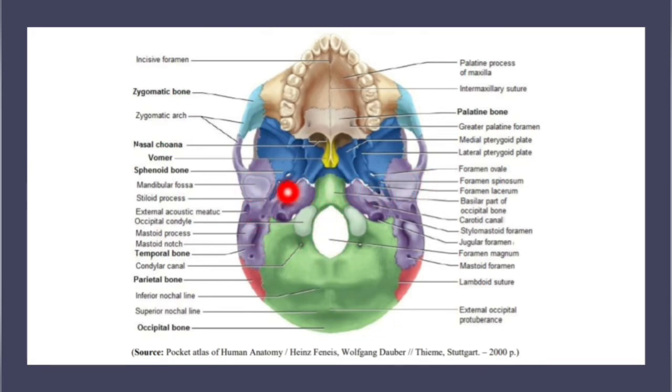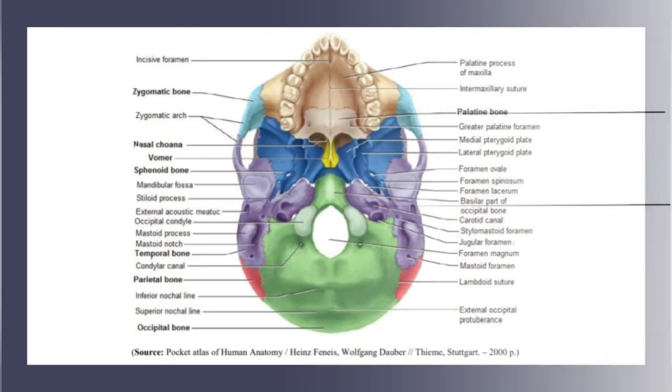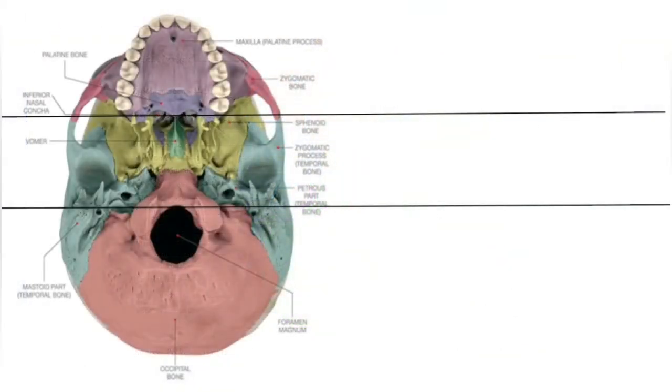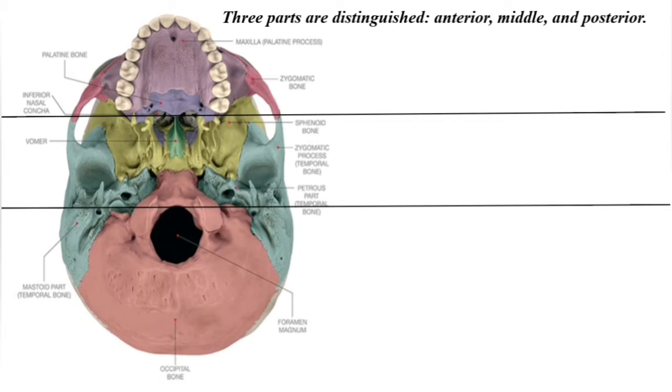And here in purple, these are the temporal bones, right? This part going inside is the petrous part or the pyramid. Okay, don't worry, we'll go deeper. In the next part, I'm going to help you divide the external base of the skull into three parts: the anterior part, middle part, and the posterior part.